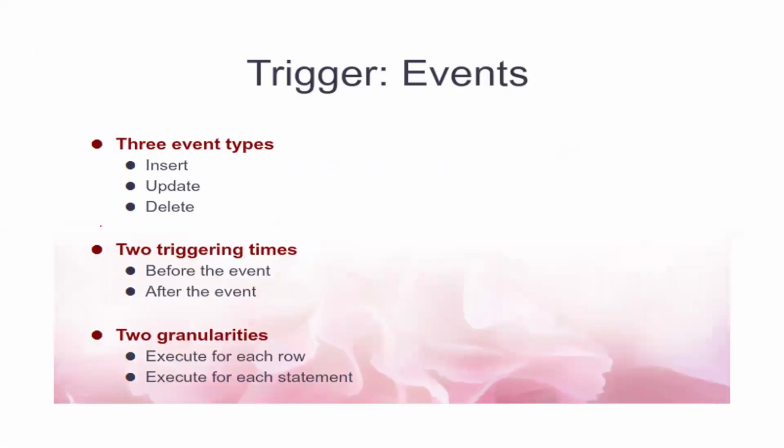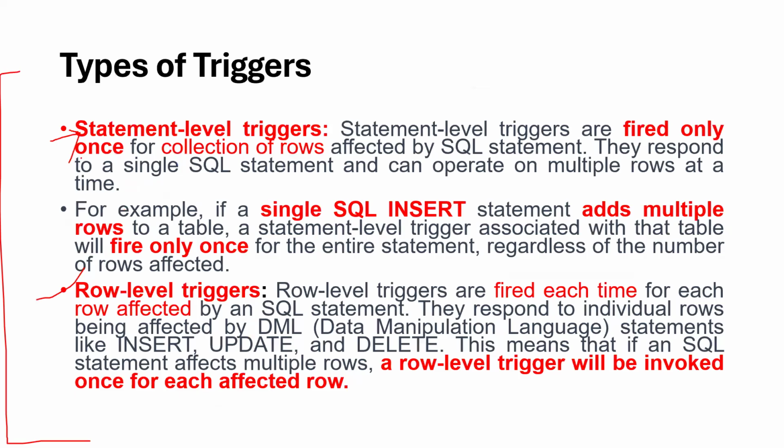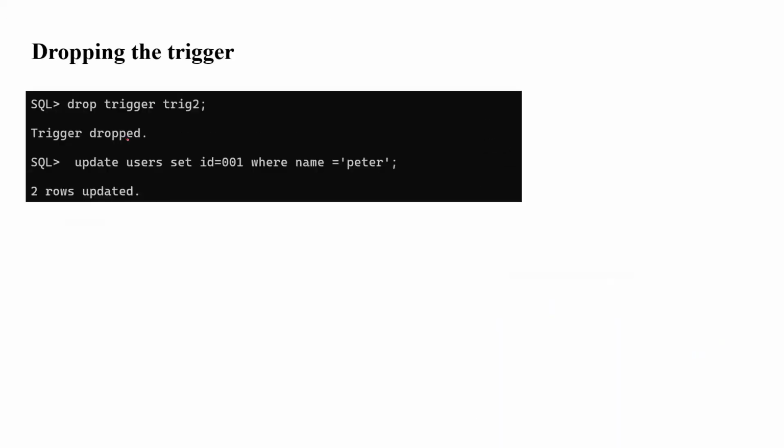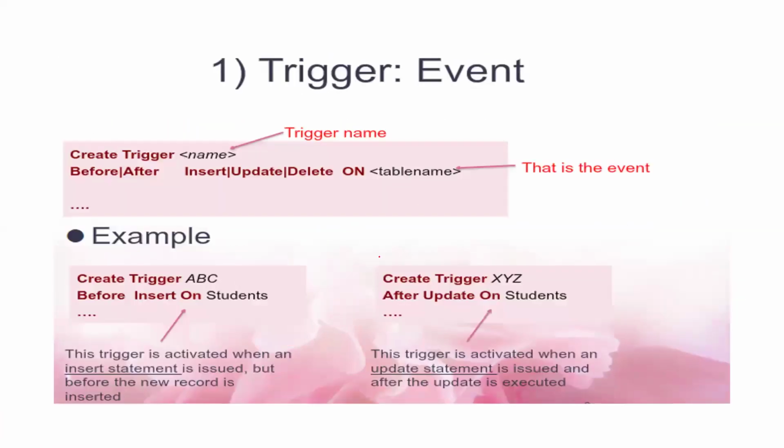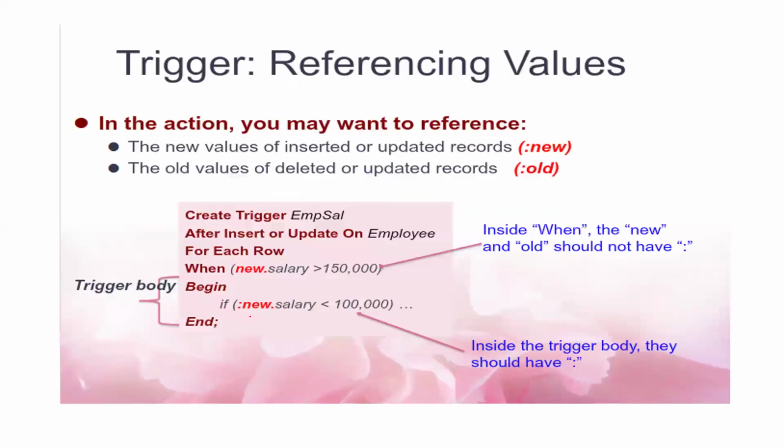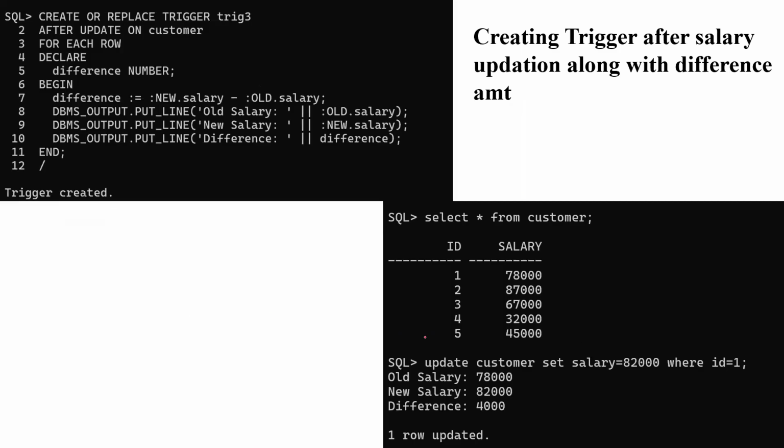So there are three different types of events you can use with triggers: insert, update and delete. You can also specify the timing, whether the trigger should happen before or after the event. And we have also seen how to get a row trigger or a statement trigger using the FOR EACH ROW option. So let's see an example to find out how the trigger actually works.